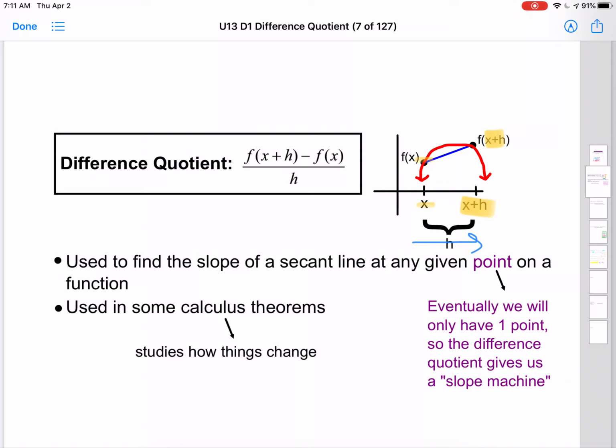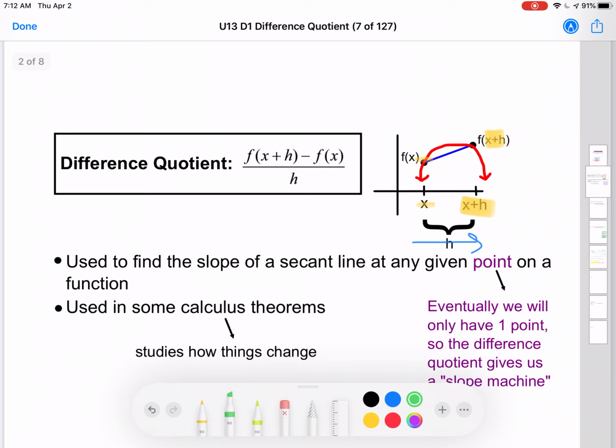So if I connect those 2 points and I make a line, it says the difference quotient can be used to find the slope of a secant line. So remember what a secant line is from geometry? A secant line is where it hits twice. So it says we can use this difference quotient to find the slope of a secant line at any given point on a function. And then this is super important down here.